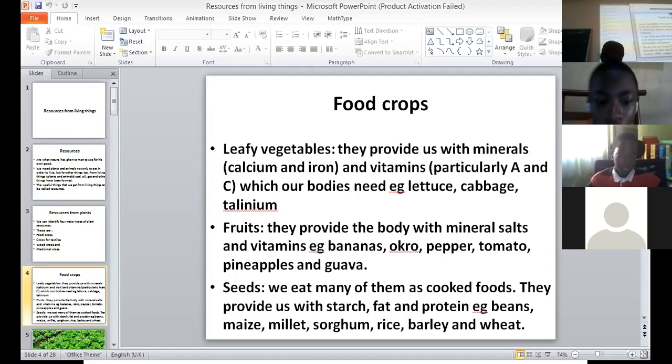And the third one that you are seeing on the screen are seeds. This one we may eat many of them as cooked food, e.g. beans, maize, millet, barley, and wheat. And they supply us with starch, fat, and protein. So these ones are grouped as seeds.